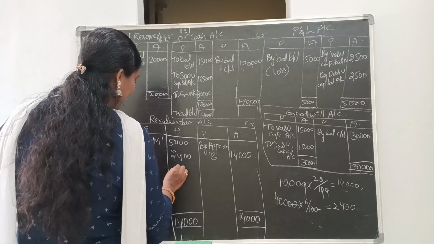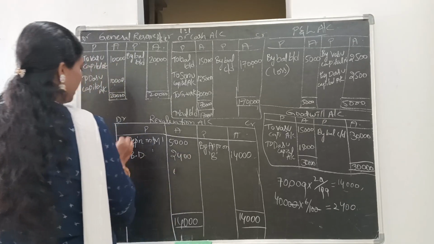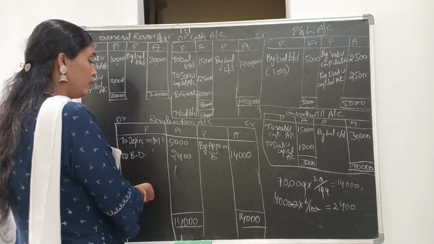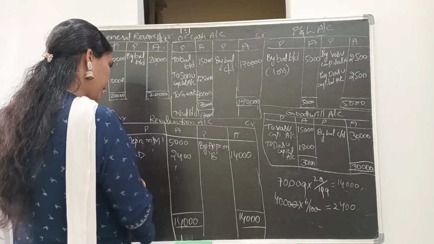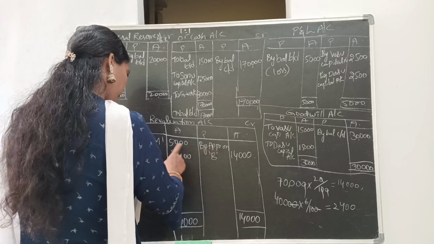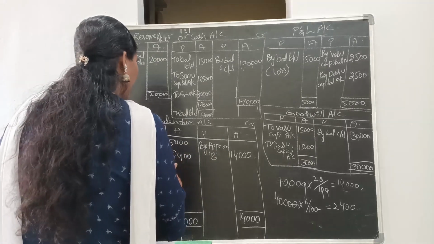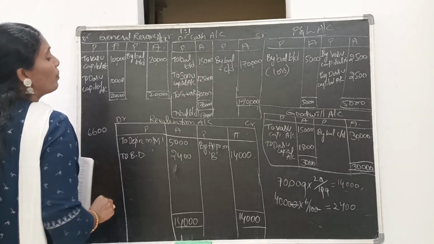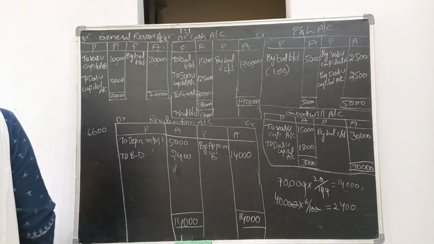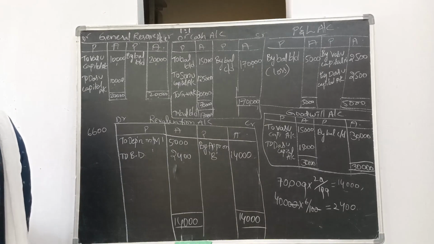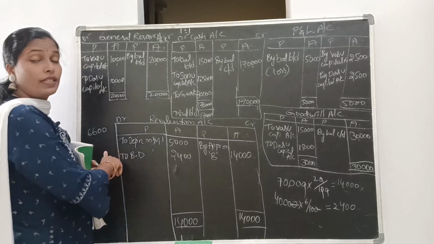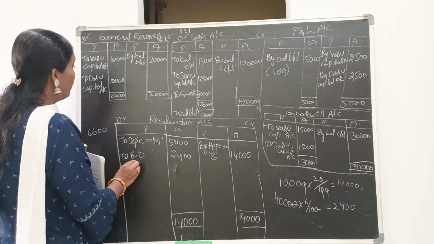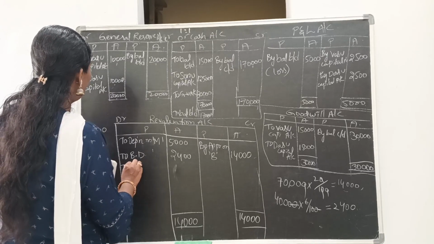The debit total is 7,400, so 6,600 is the profit. So the credit side is more than the debit side value. So the revaluation profit is 14,000 minus 7,400, so the remaining 6,600 is the revaluation profit. This profit we are going to distribute among old partners, 50-50.